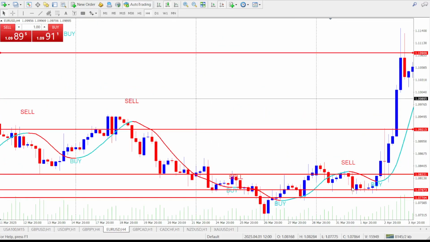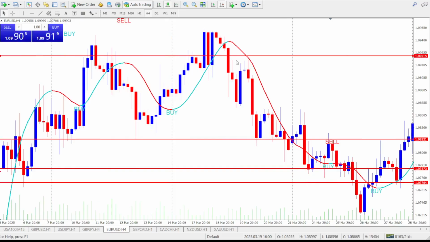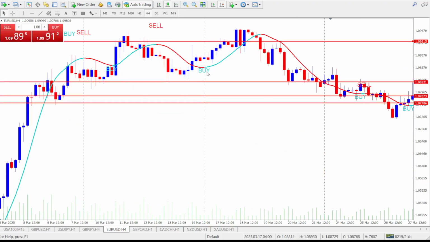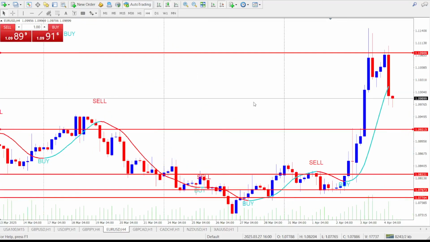When the price is above the dynamic line, it means the market is more likely to continue its upward trend. When it is below the dynamic line, the market is more likely to move downwards. Okay, but that is not all. The text informer system adds another layer of clarity. This system displays buy and sell signals right on your chart. These signals are easy to understand and give you extra confidence in making the right decision.